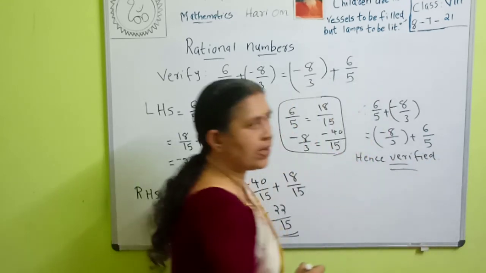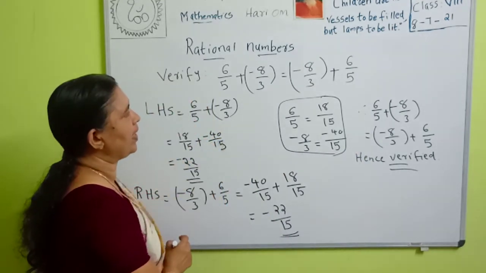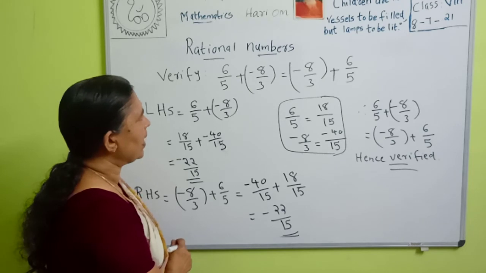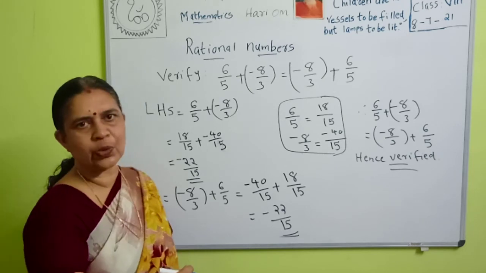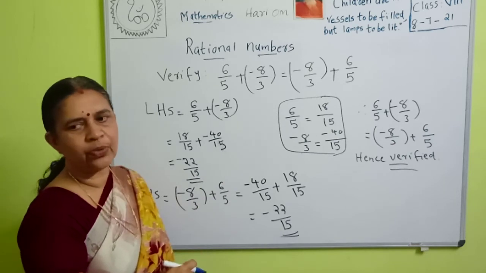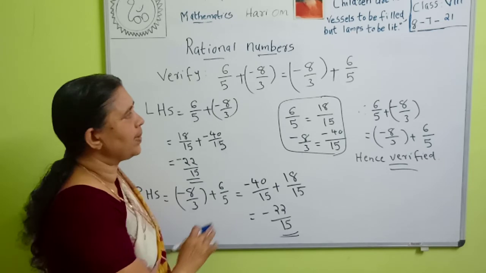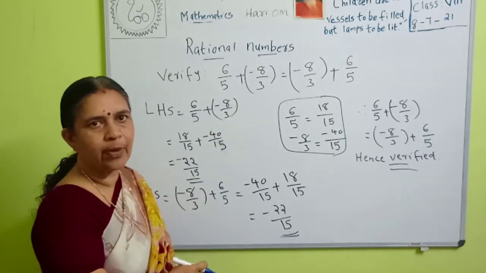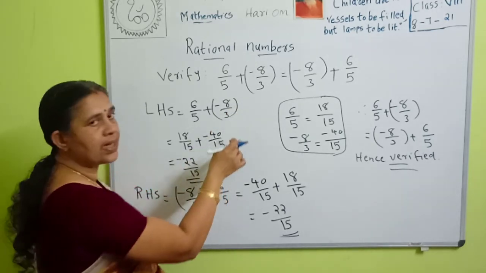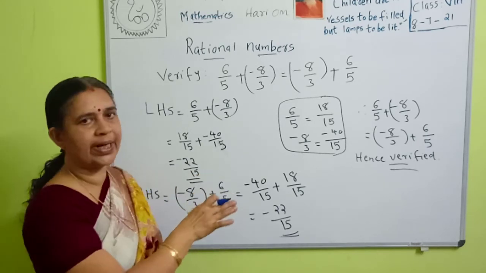Here which property do we use? 6 by 5 plus minus 8 by 3 is equal to minus 8 by 3 plus 6 by 5. Which property is used here? Commutative property. If A and B are two rational numbers, then A plus B is equal to B plus A. This property is called a commutative property. So if we add the numbers in any order, the sum remains the same.